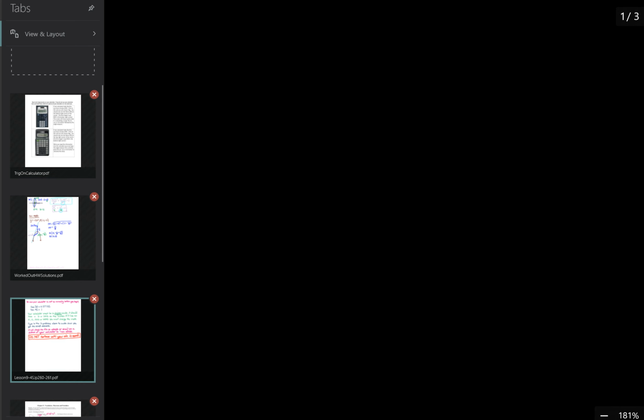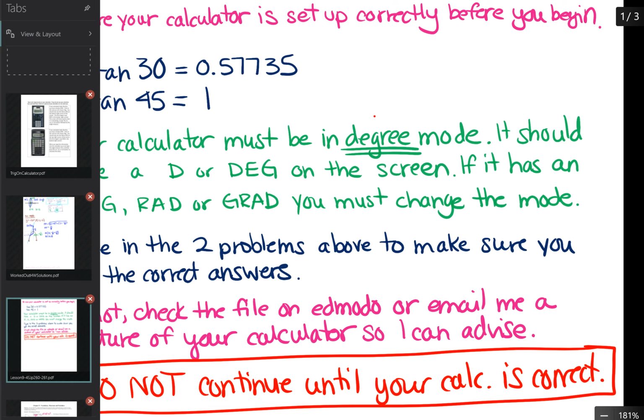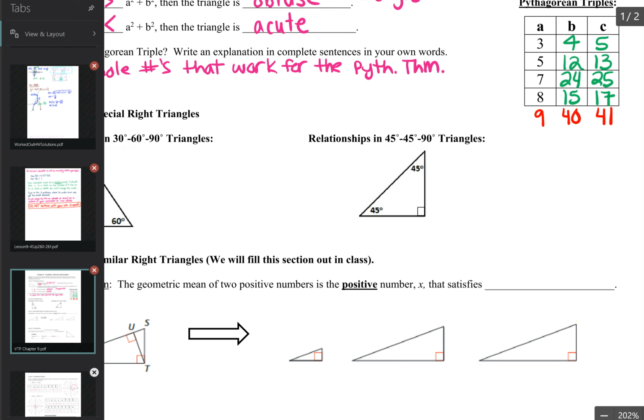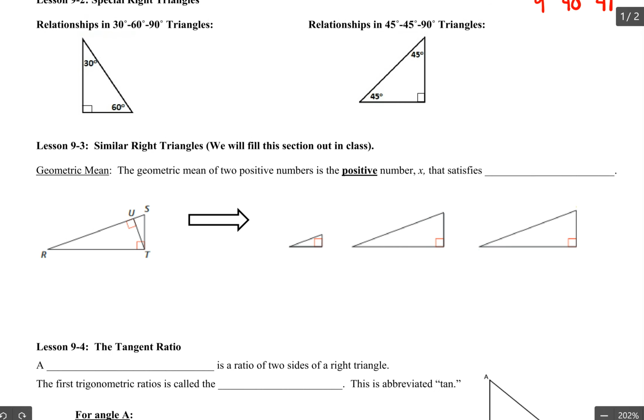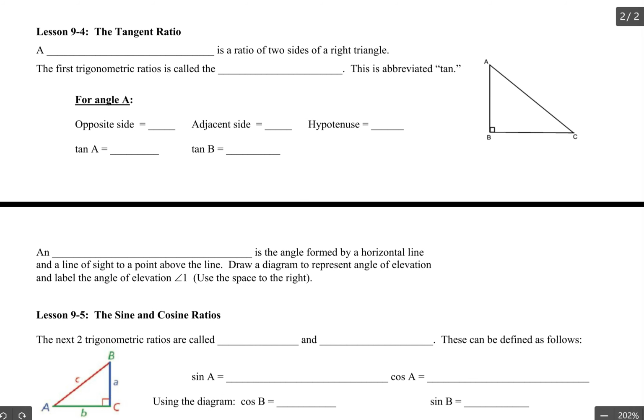So you should have out your VTP as well as your next couple pages of notes. So first on the VTP, lesson 9.4, we already did 9.3. So here we have the tangent ratio. At the first blank, a trigonometric ratio is a ratio of two sides of a right triangle.